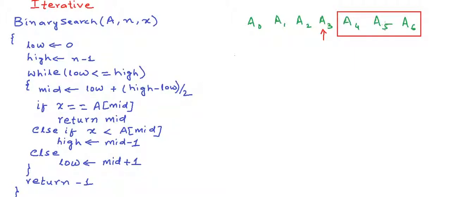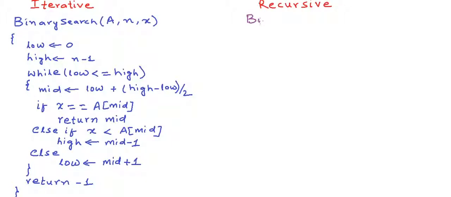And we keep on repeating this process in the new segment until either we find x or we cannot divide the search space any further. At low equal to high, our search space reduces to size 1, only one element. After that, we cannot divide it any further. Binary search is a typical example of a divide and conquer algorithm in which at each step we are dividing the problem into half. Let us now write the recursive implementation.